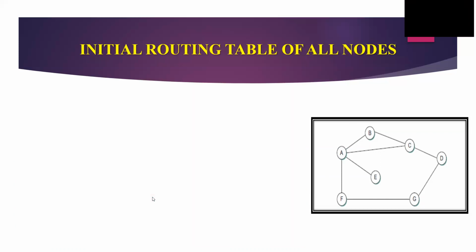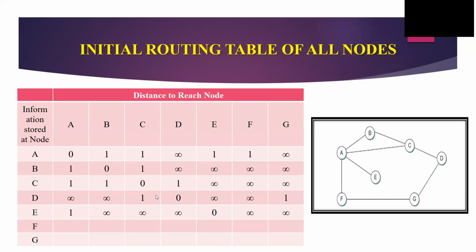Next, with respect to node E. E to A is directly connected, so the cost will be 1. E to B indirectly connected, so the cost will be infinity. E to C indirectly connected, so the cost will be infinity. And E to D indirectly connected, so the cost will be infinity. E to F indirectly connected, so the cost is infinity. And E to G indirectly connected, so the cost will be infinity.